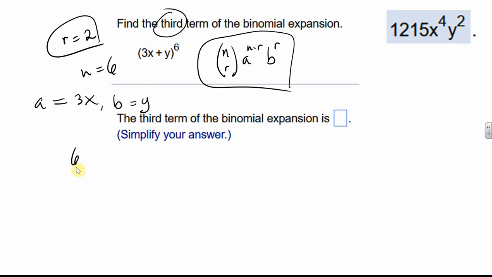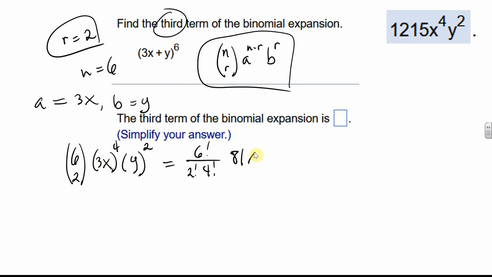Okay, so you have six things taken two at a time, and then this is times 3x raised to the 6 minus 2, n minus r, that's 4, times the second term y raised to the second power. So that's 6 factorial over 2 factorial, and this is 6 minus 2 or 4 factorial. This is 3 raised to the 4th, so that's 81 times x to the 4th times y to the 2nd. And so the 6 factorial divided by 4 factorial is just 6 times 5, all over 2 factorial, which is 2 times 1, times 81 times x to the 4th times y to the 2nd.